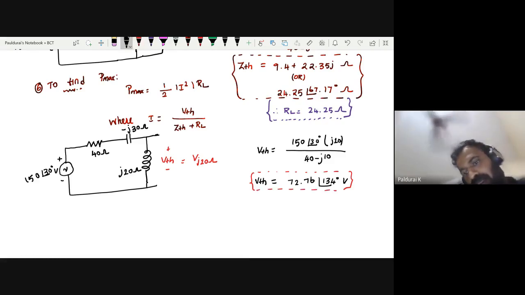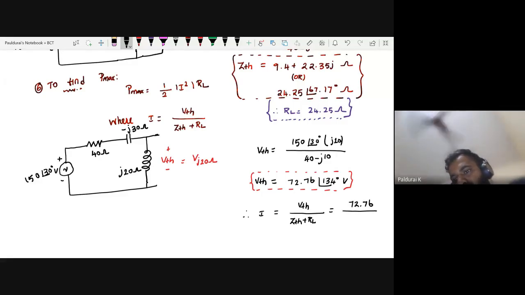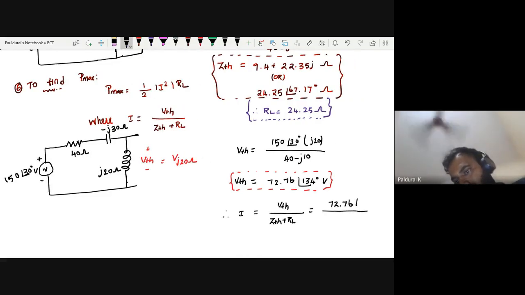Okay, therefore what is my I? I equal to VTH divided by ZTH plus RL, where for VTH you take the magnitude 72.76 at an angle of 134 degrees, divided by ZTH, which is 9.4 plus 22.35 J, plus, what is my RL? This time magnitude. Okay, 24.25.